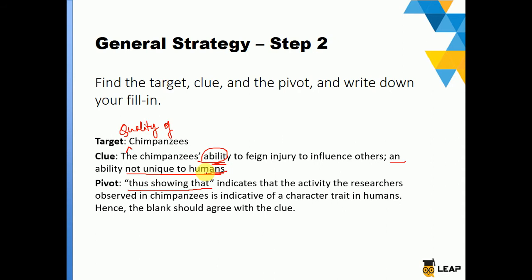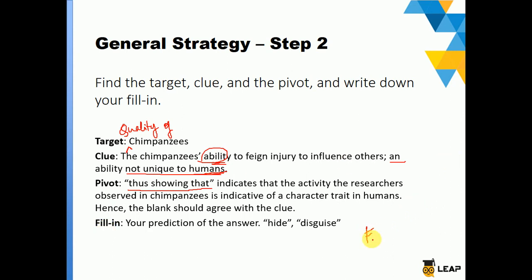Does that make sense? I will repeat. The clue tells you about the chimpanzee's ability to be human-like. Alright? And the pivot, which is this language, indicates the chimpanzee's character trait to be human-like. Right? So clearly the clue and the pivot are on the same page. Okay. So if that is clear, moving on to the fill-in. So your prediction for this will be something. Now the quality or the trait that is very human-like is the trait to be able to hide, or to be able to disguise, or to be able to feign, if you remember.